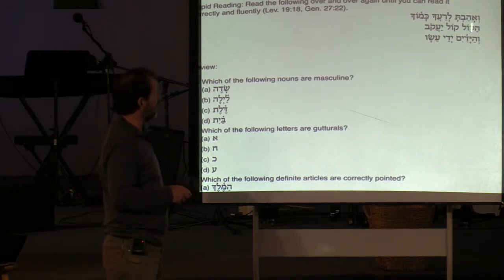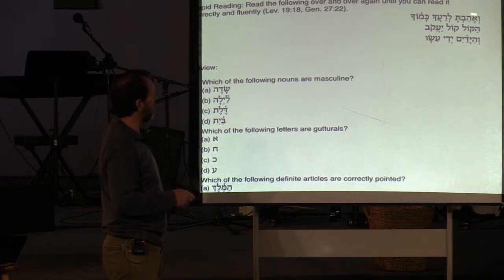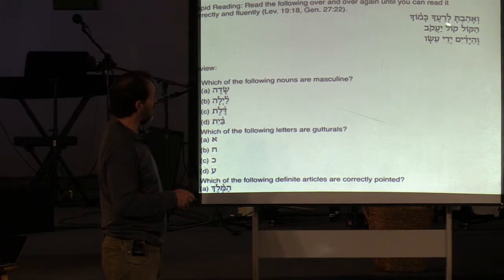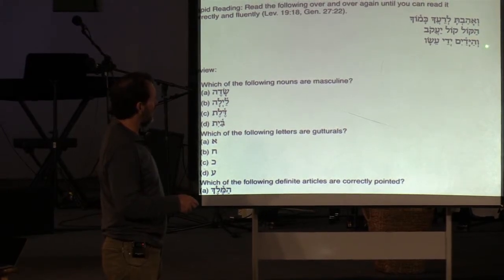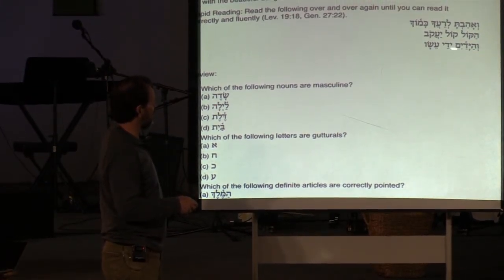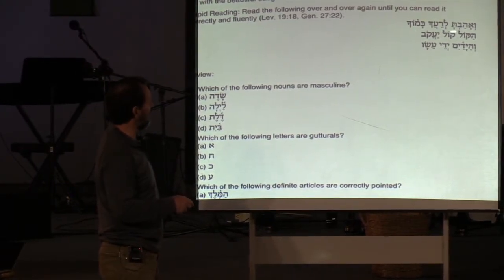Okay? Remembering that these are biblical phrases. Leviticus 19:18, it's just a phrase right there. That's a phrase out of Leviticus 19:18. I think it would have been good if he would have denoted that for you. And then this next two lines right here, that's a phrase out of Genesis 27:22. So let's just start here with this phrase out of Leviticus 19:18.